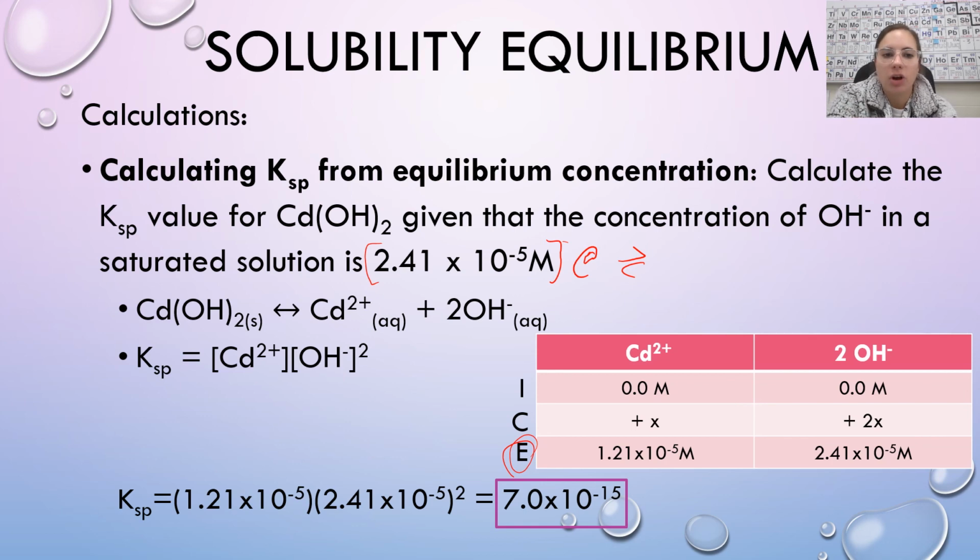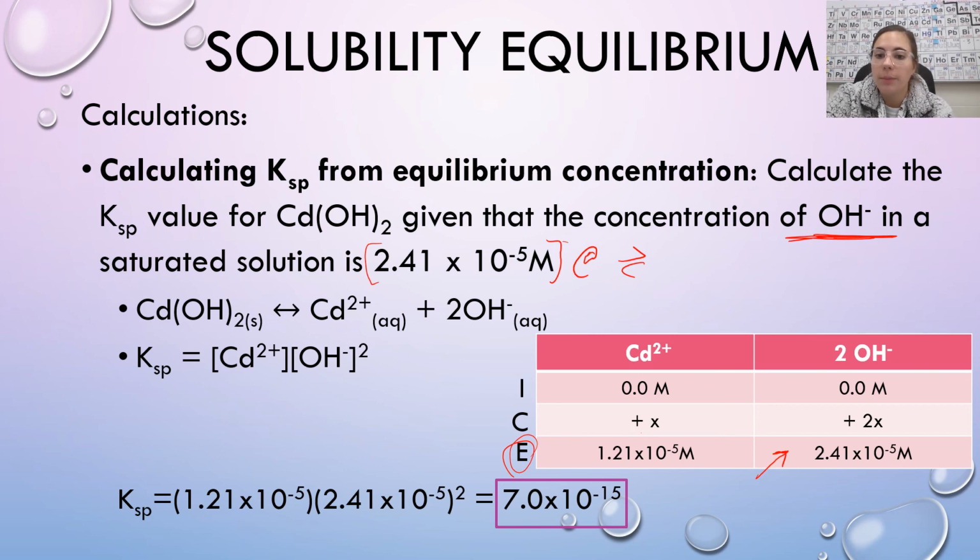So cadmium hydroxide dissolves into a cadmium ion and 2 hydroxide ions. So the KSP is cadmium times hydroxide squared. So initially we start with 0, plus X, plus 2X. I'm told that the concentration of hydroxide is 2.4 times 10 to the negative 5. So I put that in here.